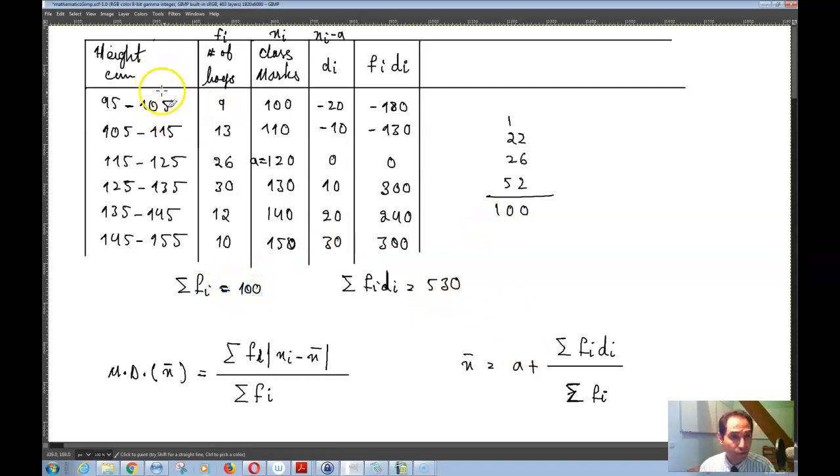So that means that we have the heights of 100 people, right? So your x bar is equal to a, which is 120, plus sigma f of i d of i, which is 530, divided by 100. This is 5.3. So that's 120 plus 5.3, which is equal to 125.3. So your x bar is equal to 125.3.